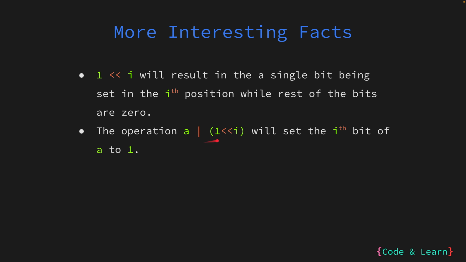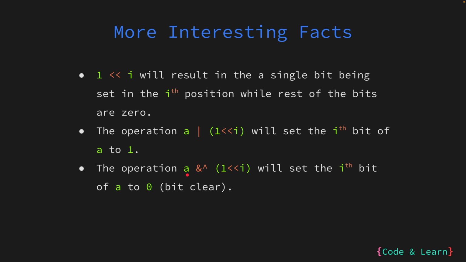The operation A | (1 << i) will result in the ith bit of A being set to 1. When you perform this operation, you are creating a bit mask with a single bit set to 1 in the ith position and then performing a bitwise OR with the original number A. This effectively sets the ith bit of A to 1 while leaving other bits unchanged.